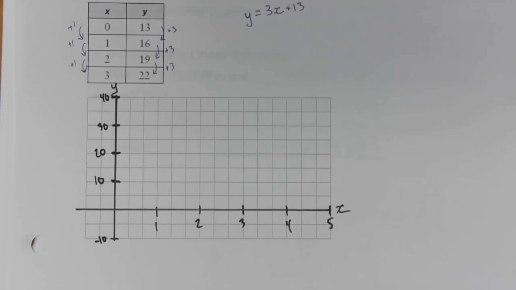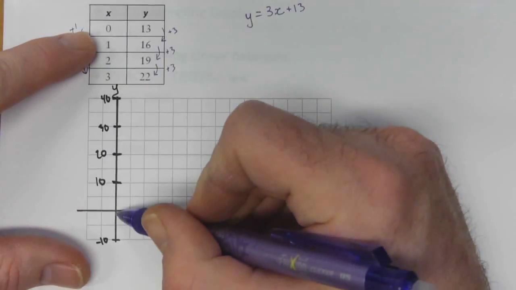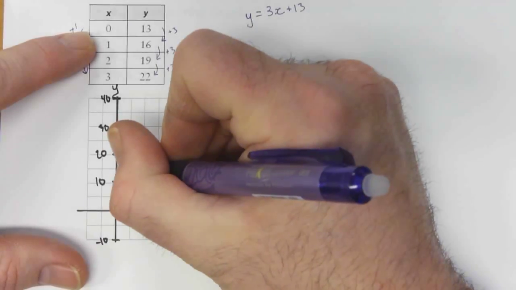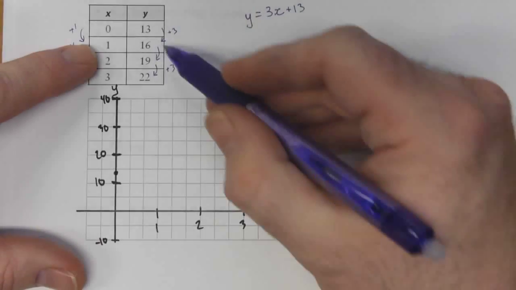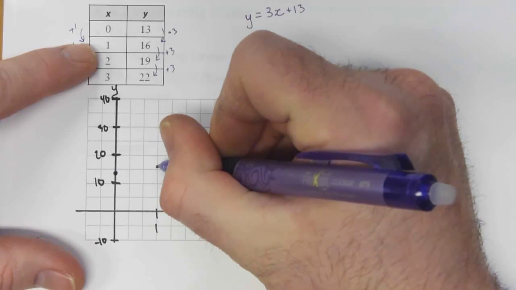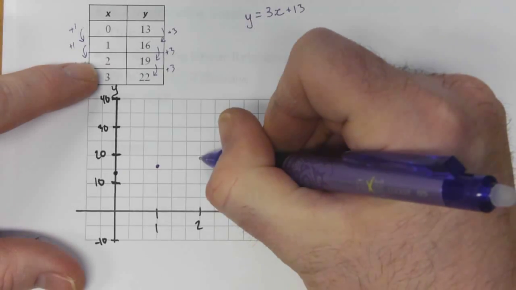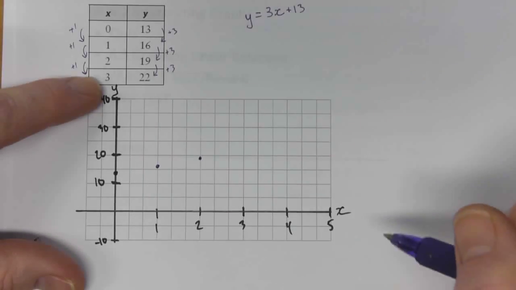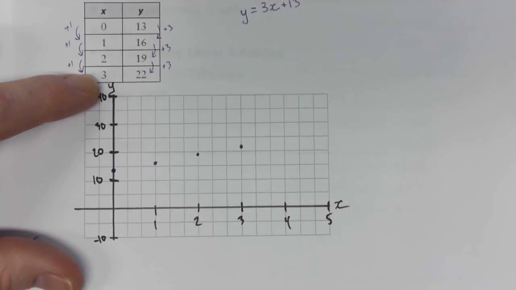So now we need to put the points on. X is 0, y is 13. Well, this is 0, 13 is going to be about there. 1 and 16 is going to be about there. 2 and 19, about there. And then 3 and 22 is going to go somewhere in there.